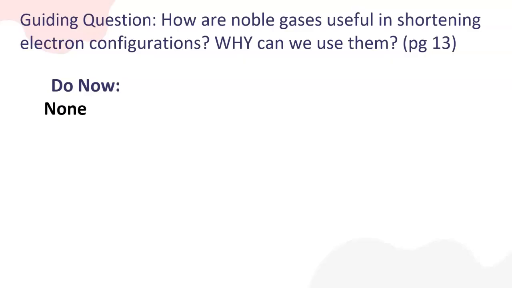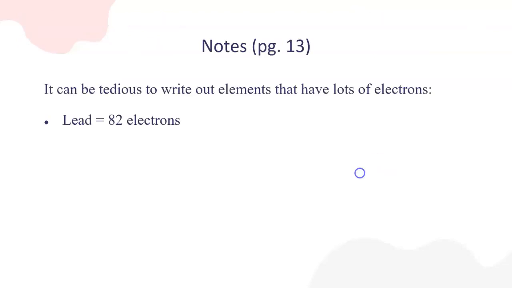By the end of the video, you should be able to answer the guiding question: how are noble gases useful in shortening electron configurations? Why can we use them? There is no Do Now for this one, because it is the second lesson for the class period.